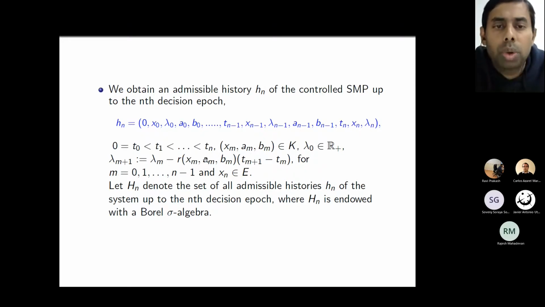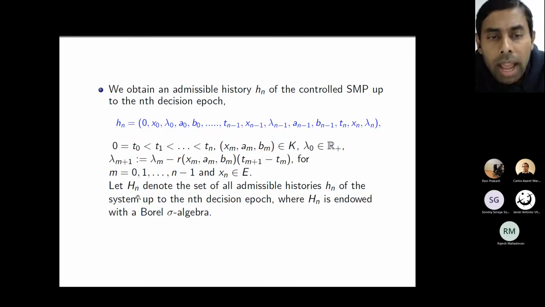So that's how you define it. If lambda m was the remaining reward up to the mth jump time, then at the m plus 1th jump time, or the m plus 1th decision epoch, this is the remaining reward level, because this is the time spent between the mth and the m plus 1th jump. Now, this is basically one particular realization, one particular evolution of the stochastic process. Remember, all these are random. I have given you one particular evolution.